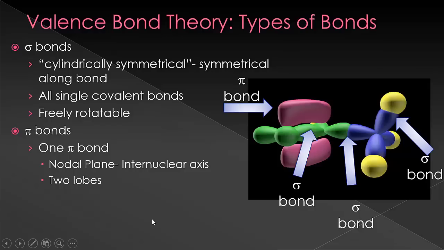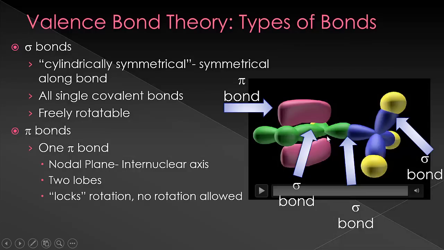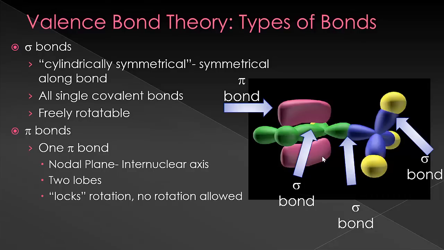So if you only have one pi bond, so you have a sigma bond and a pi bond, that's going to have two lobes and you're going to have this plane running down the center. Now what this plane, or this two-lobed system, does is it locks it into position. You can't rotate that, because in order to rotate it, you'd have to break this lobe and break that lobe and then reconnect it. And so double bonds don't rotate. They're locked into a position.